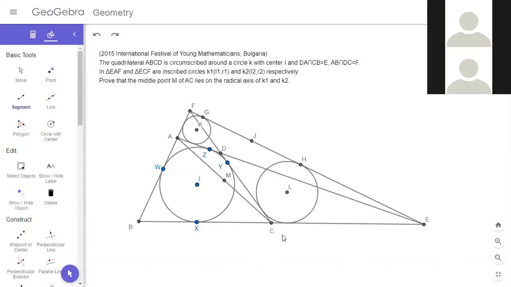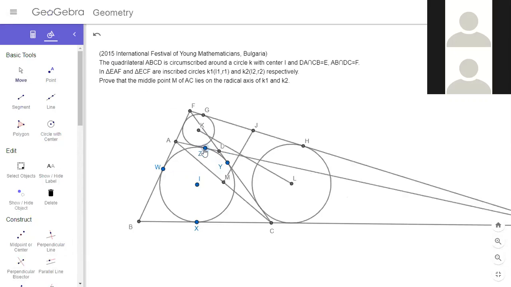Is JM perpendicular to KL? What? JM perpendicular to KL. Yeah, if we can prove JM is perpendicular to KL, that would solve the problem. Because J, we know, lies on the radical axis. JG squared is equal to JH squared. And so if JM is perpendicular to KL, that would mean M also lies on the radical axis. That doesn't really look 90 degrees. Can you measure the angle, please? Yeah. So yeah.